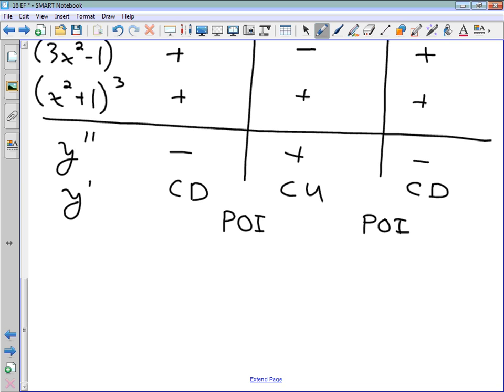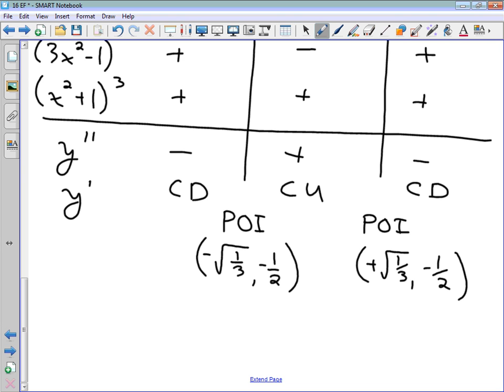Okay. At, let's see, and we want the coordinates of these guys. So I've got negative root 1/3, negative 1/2. Still negative 1/2, sorry. And positive root 1/3, negative 1/2 again, just by subbing that back into the original function.